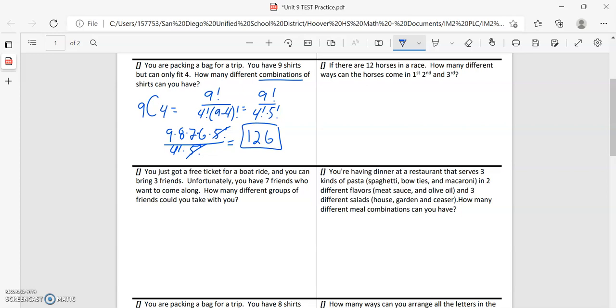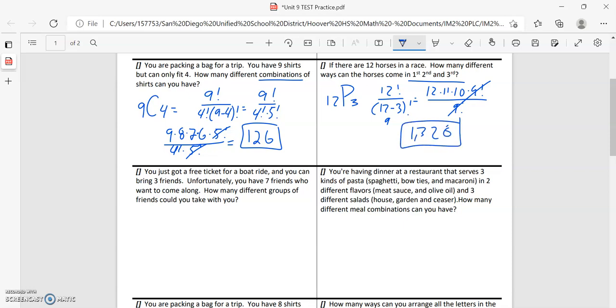12 horses in a race. How many ways can the horses come in first, second, and third? So this is a permutation problem. We get 12 factorial over (12 minus 3) factorial. Doing that in my head. So 12 times, oh, this is going to become 9. So 12 times 11 times 10 times 9 factorial all over 9 factorial. Those are gone. 12 times 11 times 10 is equal to 1,320.